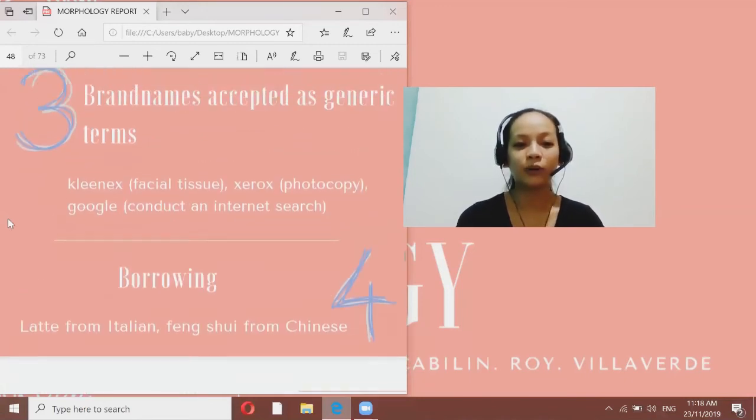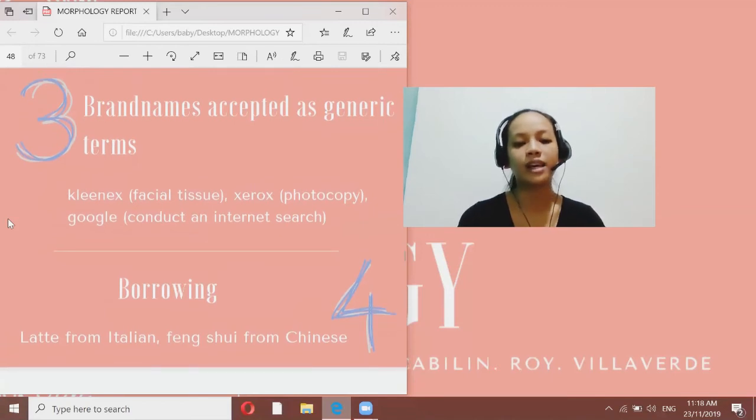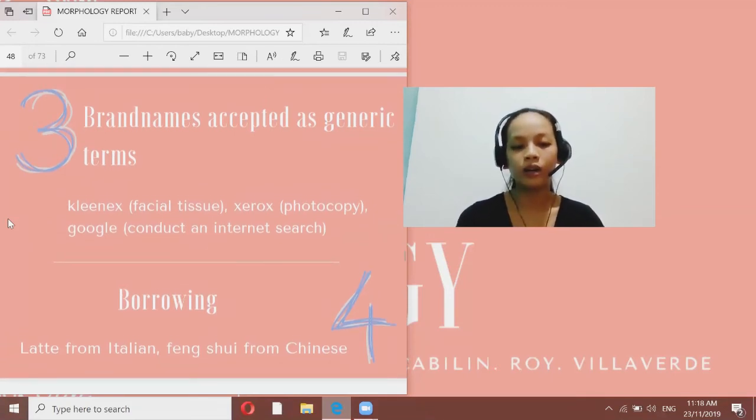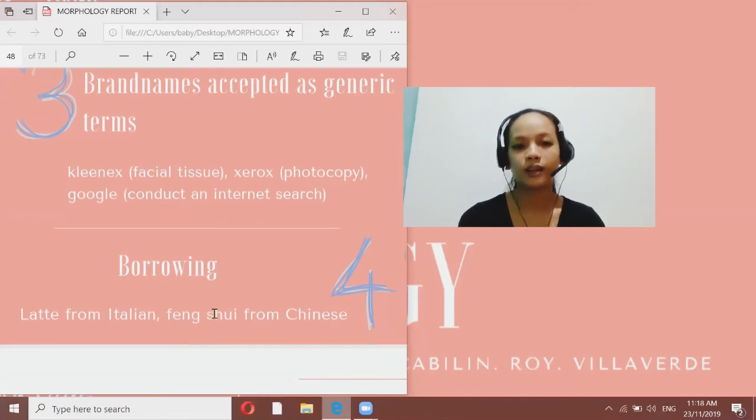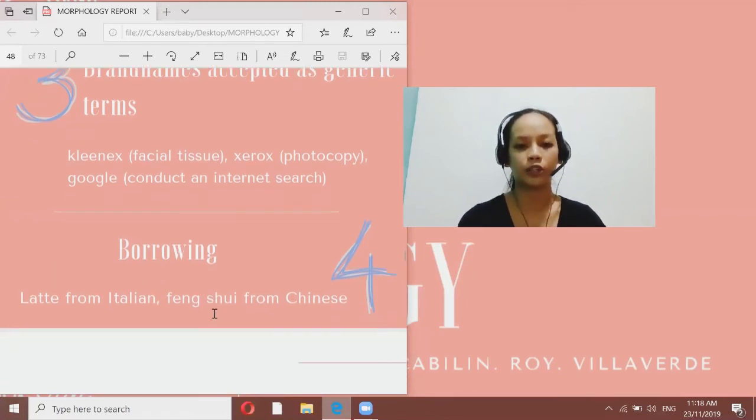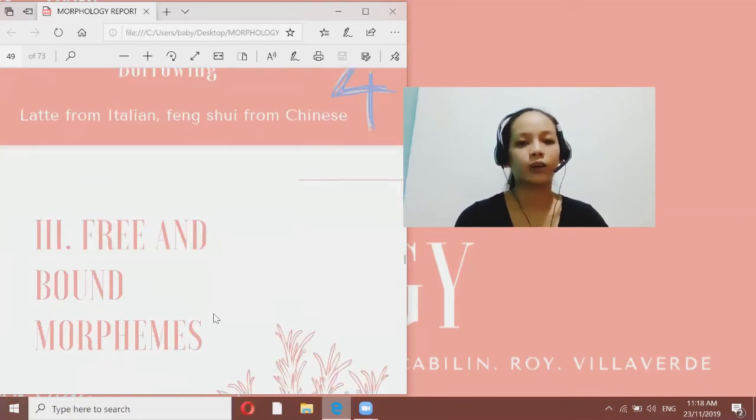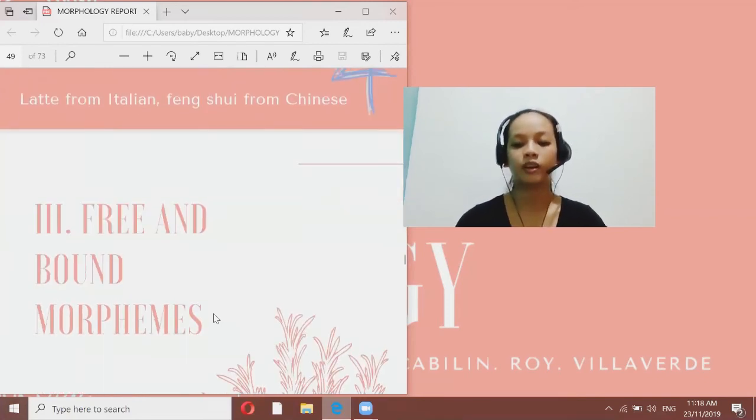The last one is borrowing, which means we literally borrow a word from another language and use it in the English language, just like latte from Italian, feng shui from Chinese, algebra from Arabic, murder, which is a word that came from French, and yo-yo, a Philippine toy that is now accepted in the English language. Okay, so that's the last of the word formation processes when talking about morphology.